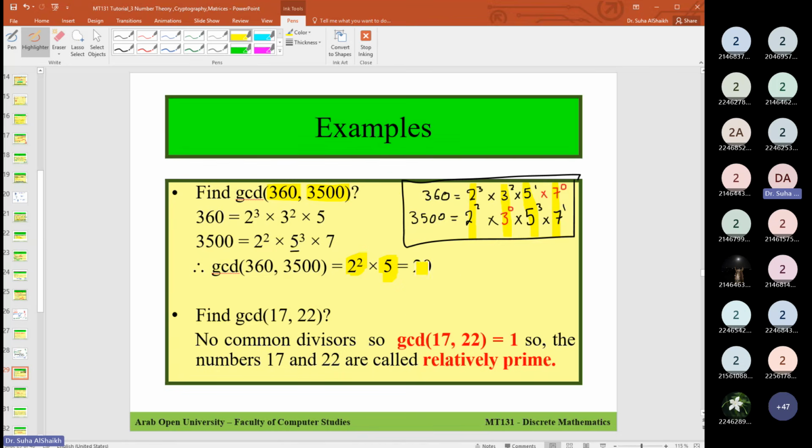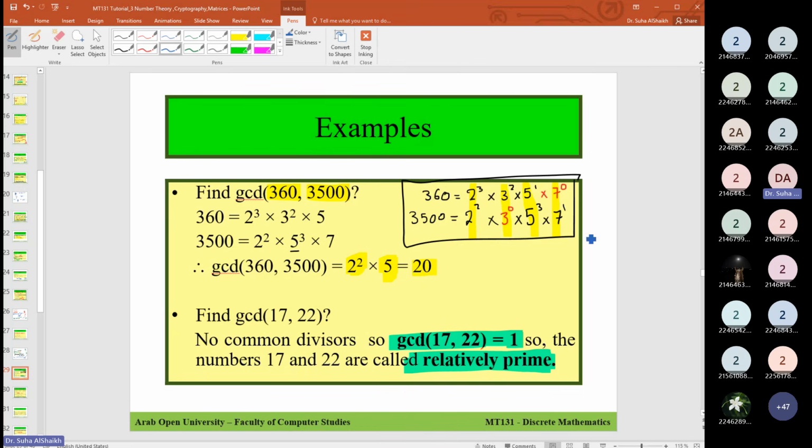Okay, so the answer is 20. Now, whenever two numbers have a GCD equal to 1, we say that they are relatively prime. Two numbers are said to be relatively prime if the GCD between them is equal to 1.